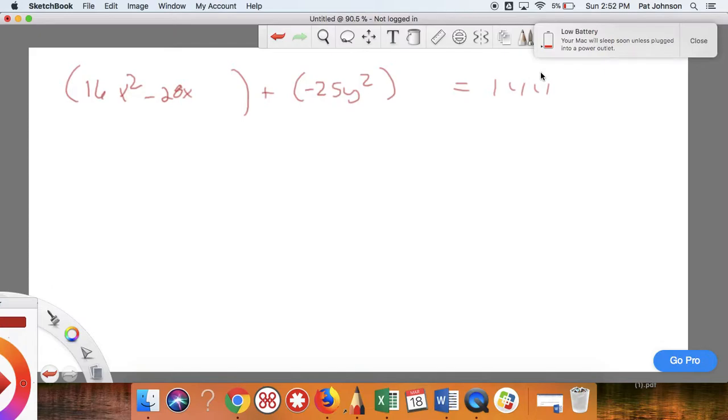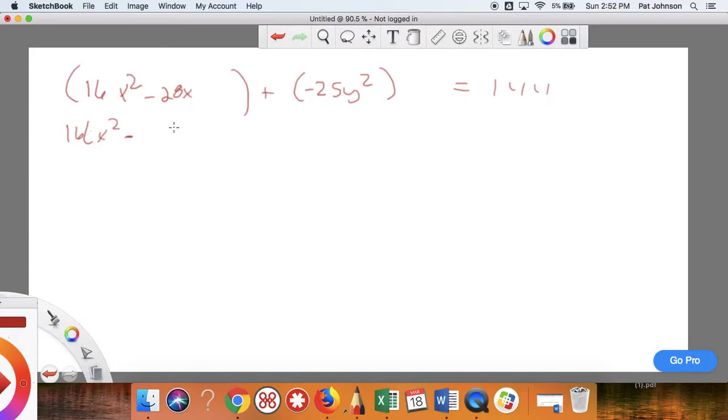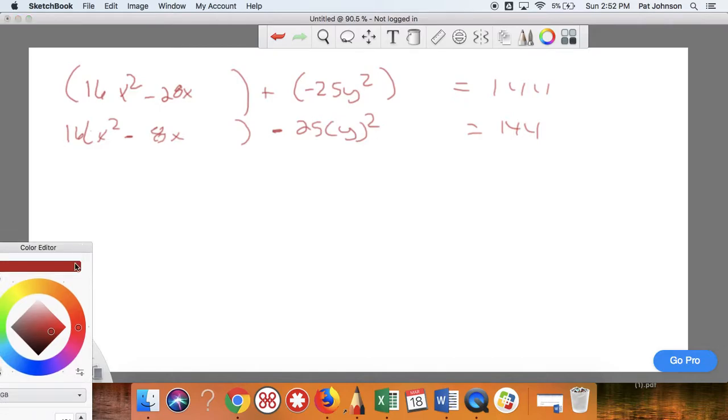Okay, so just like before, we have to complete the square in order to put it in standard form. So I have to factor out a 16. Remember, this has to be 1. So x squared minus 8x, plus, or this becomes minus, right? Because I'm going to factor out a negative 25. So minus 25y squared equals 144. Now I'm going to complete the square.